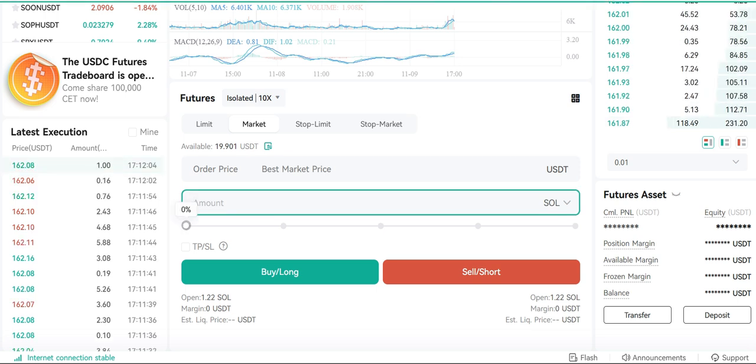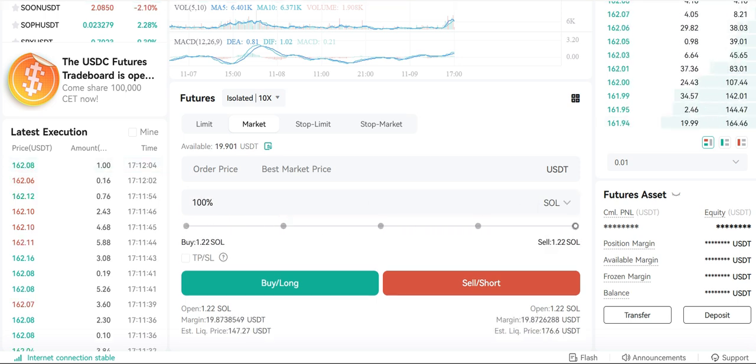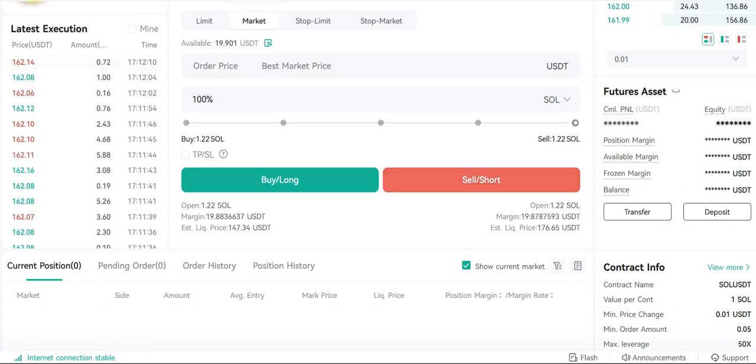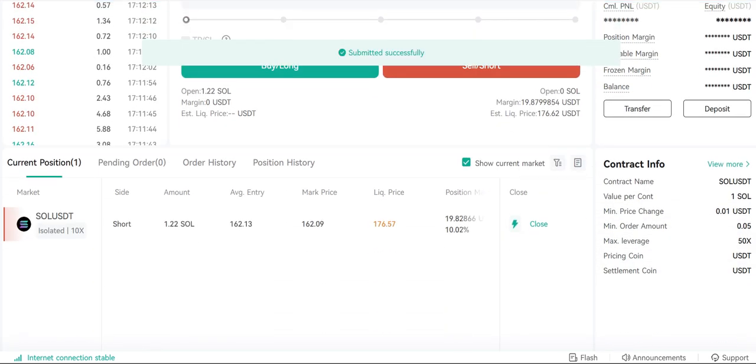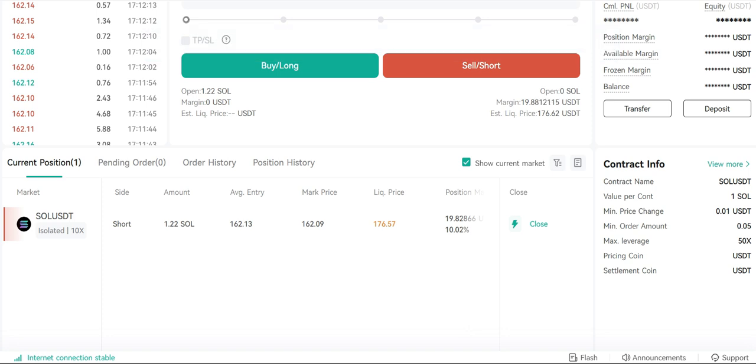And if I do that, for example, it tells me here how much I can purchase. Okay, this is the maximum that I can buy. And so if I go to sell short here, it even tells me what the estimated liquidation price is, because I haven't set a stop loss yet. So if the price reaches $176.57 and I don't close my position, it's going to close it for me automatically at a loss, and I'm going to lose everything that I've risked.